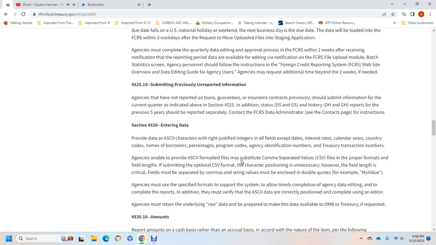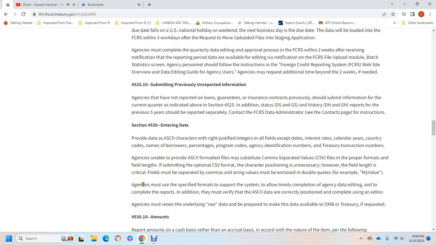Section 45-30, entering data. Provide the data in ASCII, 2 character, right justified integers for all fields except for the date, the interest rate, the calendar year, the country, the name of the borrower, the percentage, program, AG, the delegation number, the treasury transaction number. An agency that is unable to do the ASCII formatted file may substitute a comma separated file with the prominent format of the field links. In the comma separated values format character positions are unnecessary. However, the field with its critical field must be separated by the comma, and the string value must be included with the double quotes.